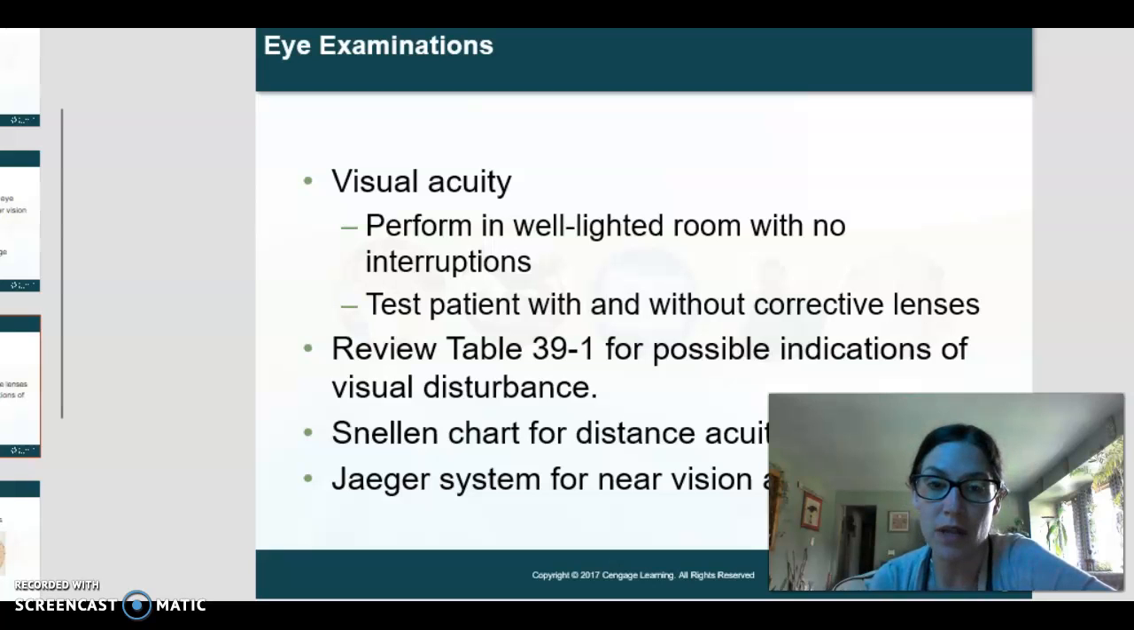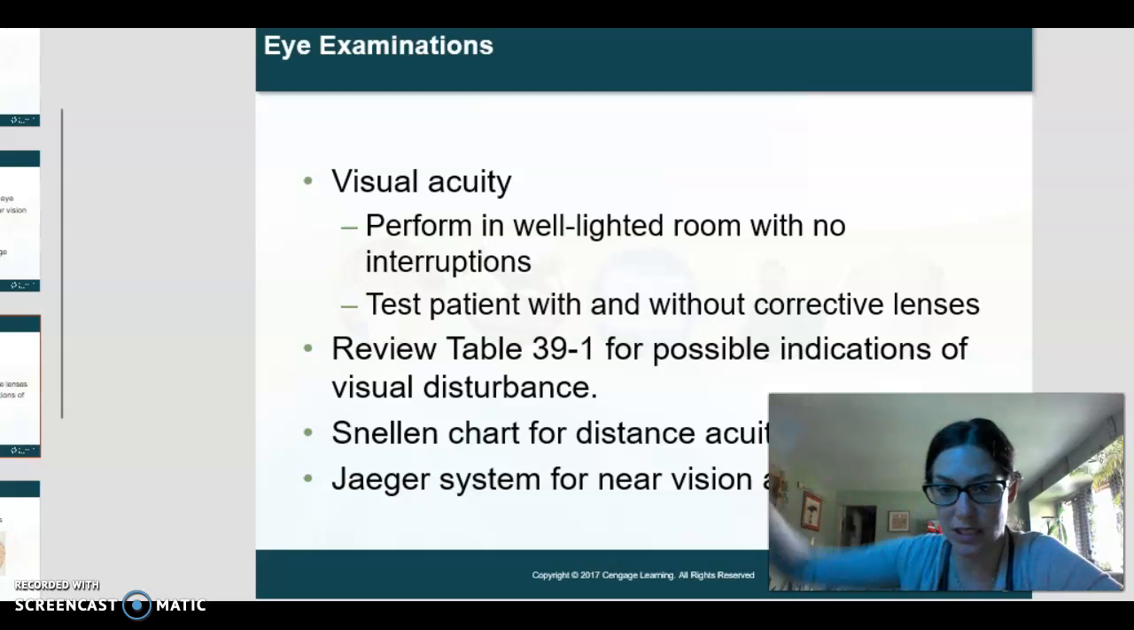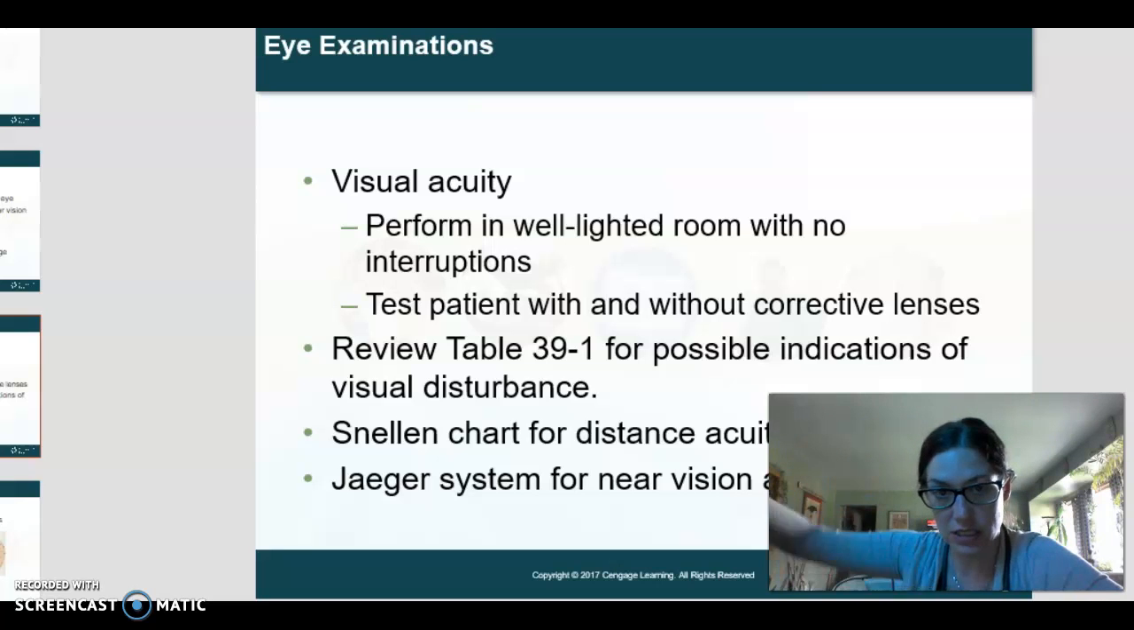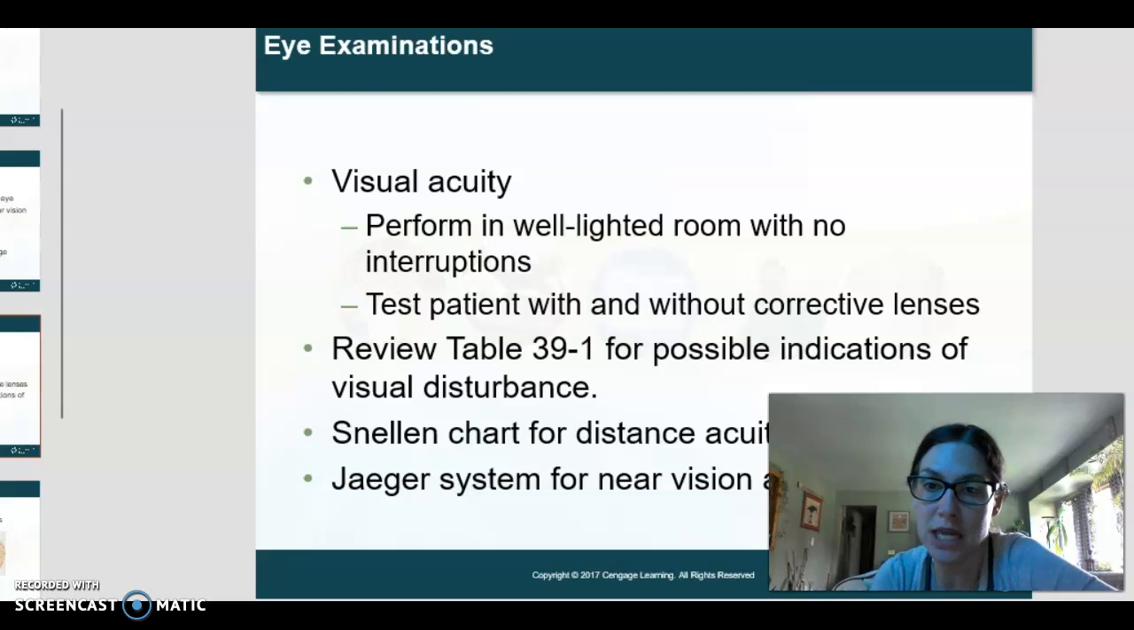In your book on table 39-1, this is for possible indications of visual disturbance. The Snellen chart is for distance vision. The Jaeger system is for nearsightedness. Snellen is farsighted. Jaeger is nearsighted. So those will determine and assess which one is which.